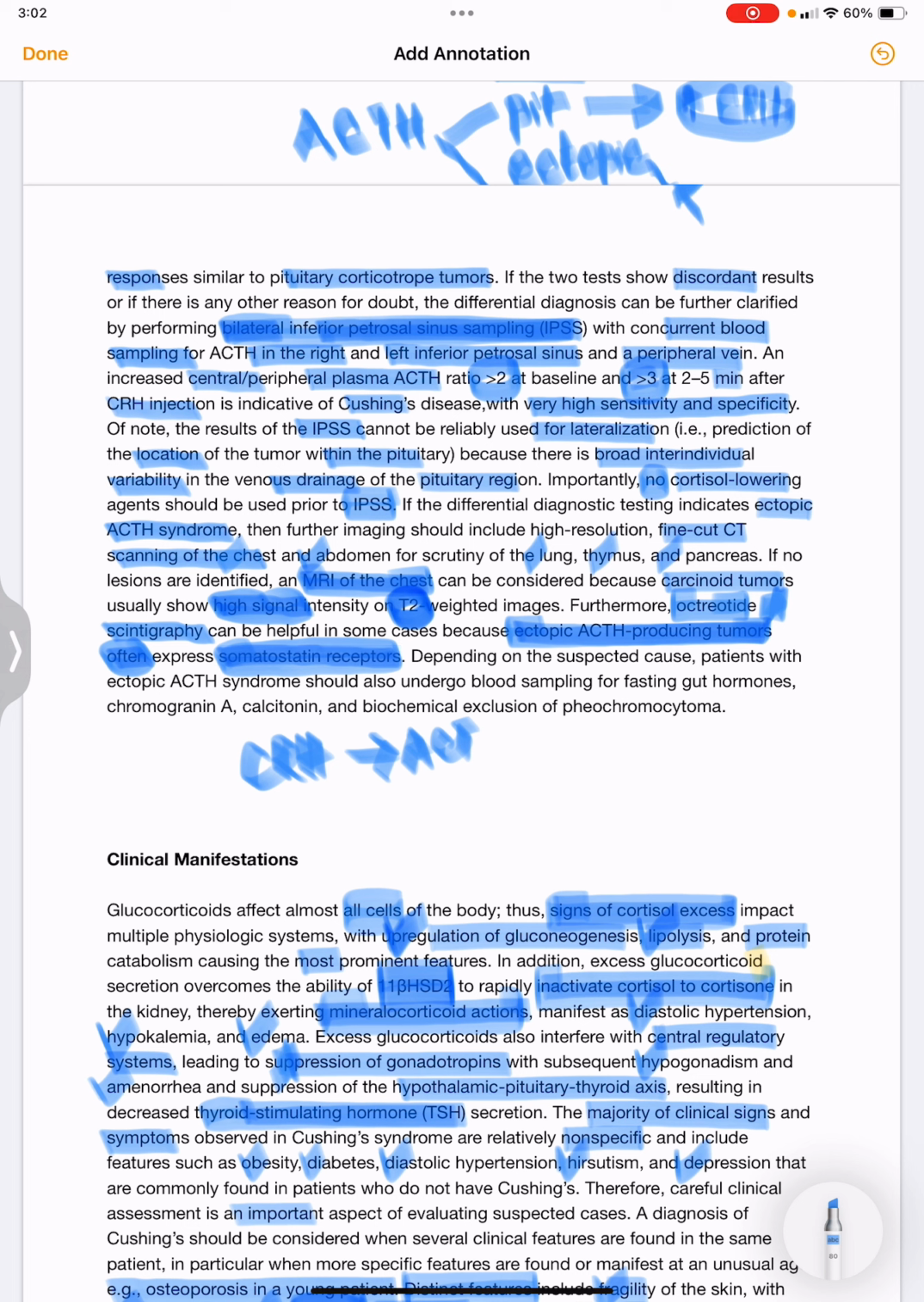Depending on the suspected cause, patients with ectopic ACTH syndrome should also undergo blood sampling for fasting gut hormones, chromogranin A, calcitonin, and biochemical exclusion of pheochromocytoma.